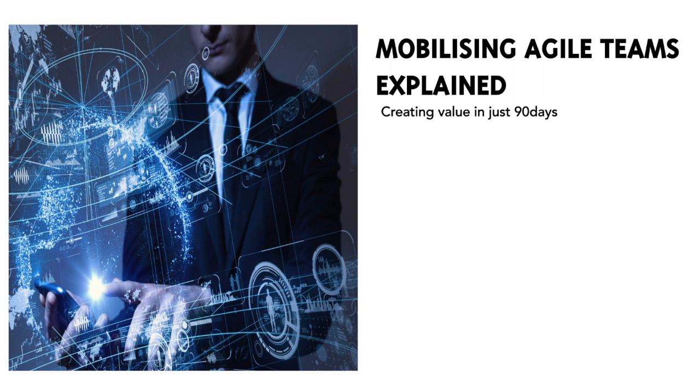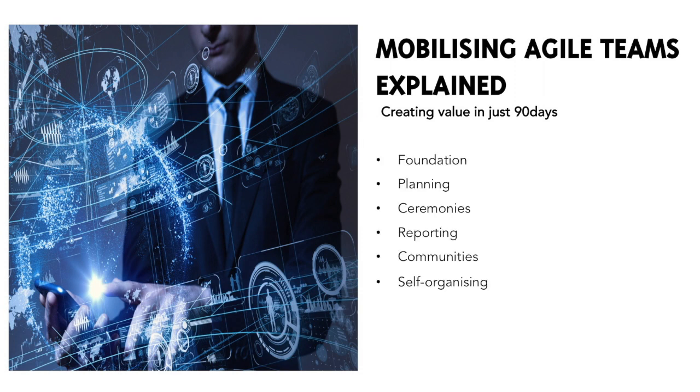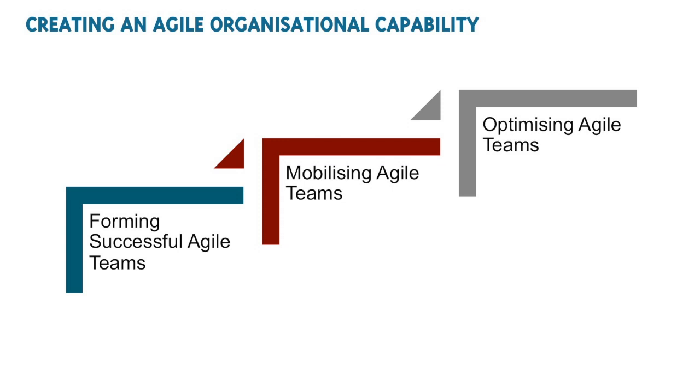Mobilizing Agile Teams Framework explained. The Mobilizing Agile Teams Framework consists of 6 core topics and is the second in a 3-stage process designed to create an agile organizational capability.